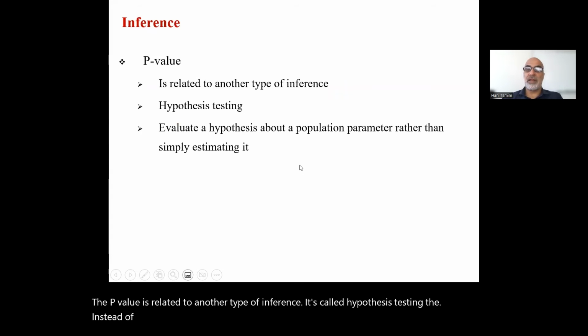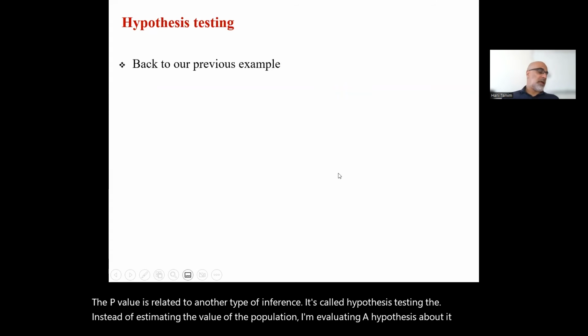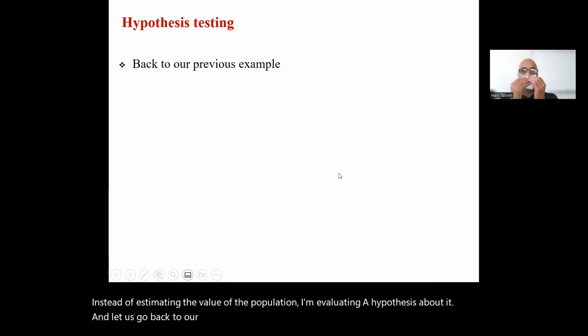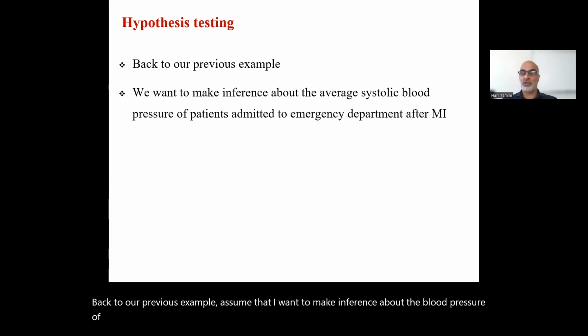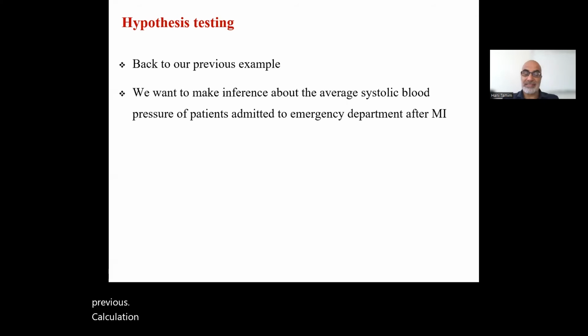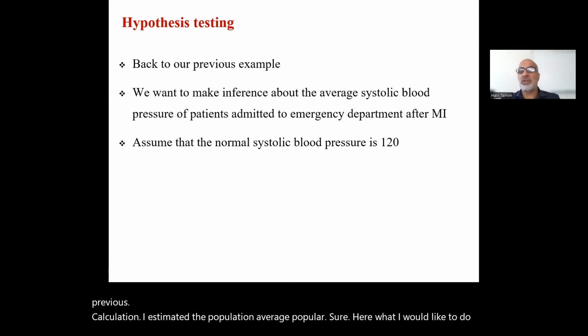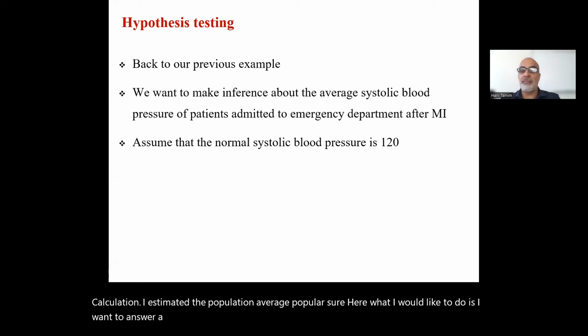Instead of estimating the value of the population, I'm evaluating a hypothesis about it. Let us go back to our previous example. Assume that I want to make inference about the blood pressure of patients admitted to the emergency with an MI. In the previous calculation, I estimated the population average blood pressure. Here, I want to answer a question or a hypothesis.